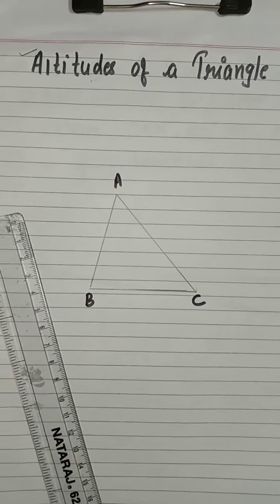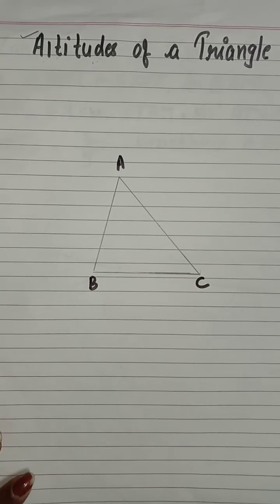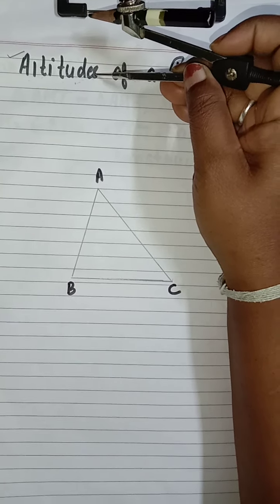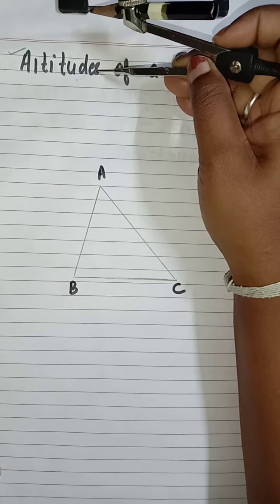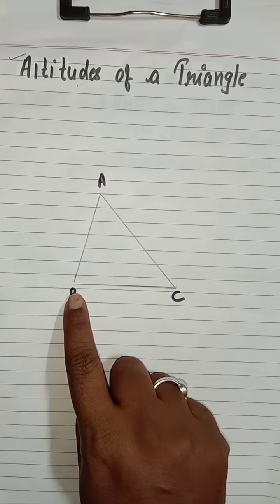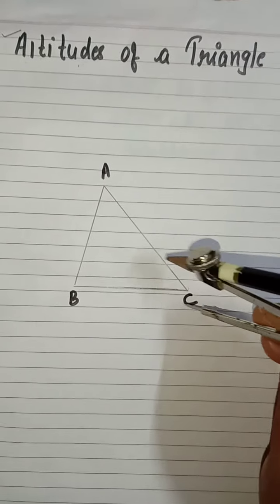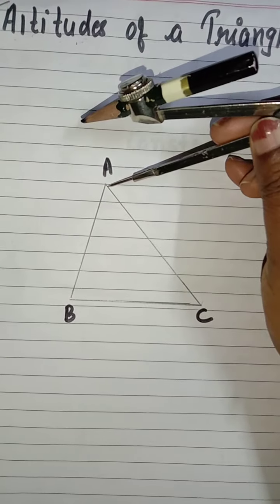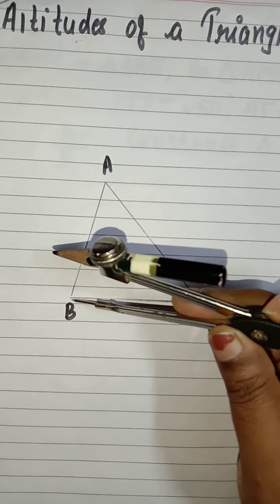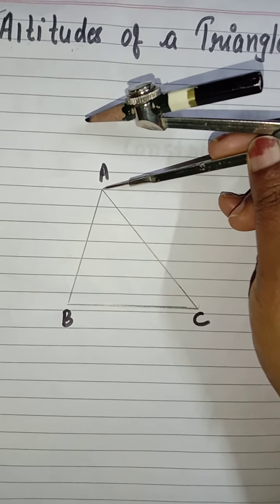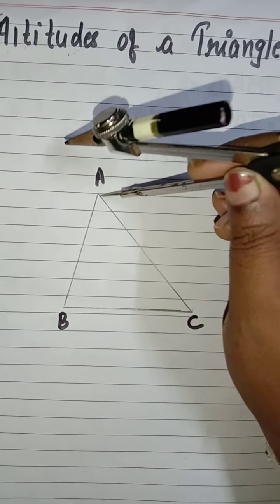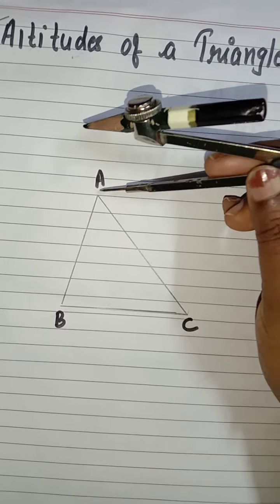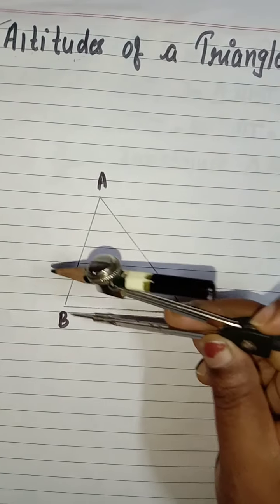Now, as I already told you, altitude is nothing but a height, and for the height it is very important to construct the perpendicular. Now I am going to construct the perpendicular on BC. For segment BC, point A is outside, and I have to construct the altitude from point A on BC. What I have to do is construct the perpendicular from point A on BC.